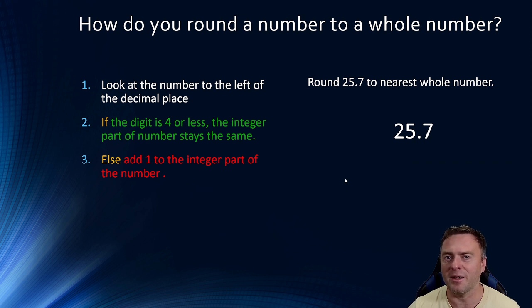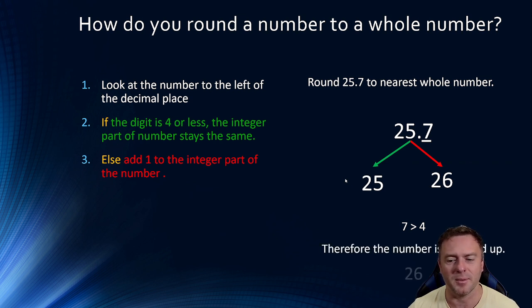If you had 25.7 and you were trying to unpackage that, this is what would happen. So you would look at the 0.7, so the 7 in that, and then you'd have to determine whether or not it becomes 25 or 26. Now, because 7 is greater than 4, that means it would then go up. So therefore the number is rounded up and that bit of code is executed, where it becomes 26.